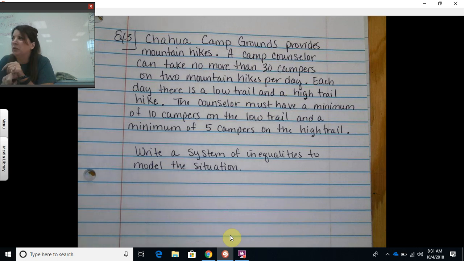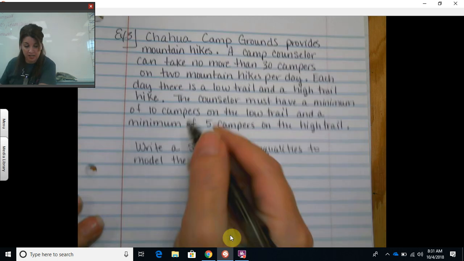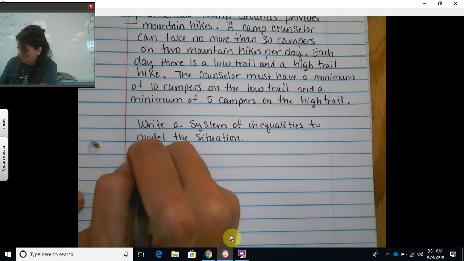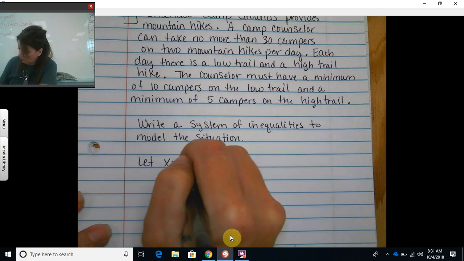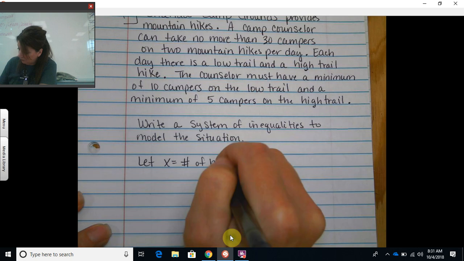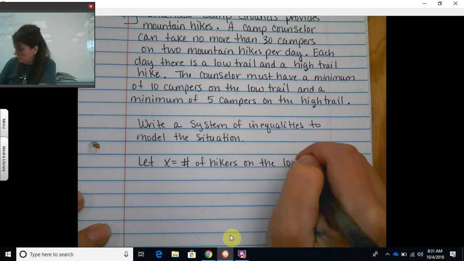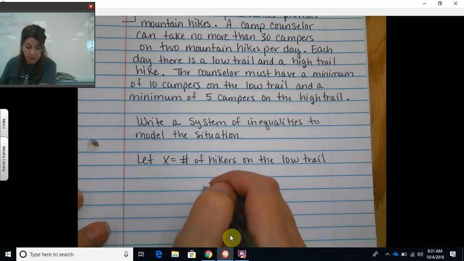Okay, so what are we going to need variables for? Exactly. One of the variables has to be the number of campers on the low trail hike, and the other one's got to be the number of campers on the high trail hike. Is one dependent and one independent? No, so does it matter which one's X, which one's Y? Nope, but we have to define it. So I let X equal the number of hikers on the low trail. And I let Y equal the number of hikers on the high trail.